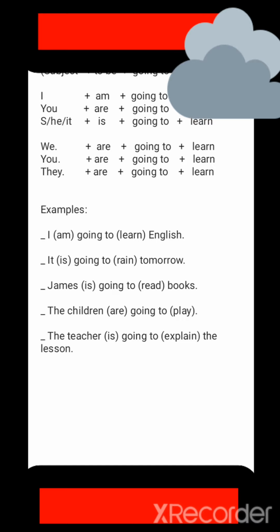And here are some examples. I am going to learn English. It is going to rain tomorrow. James is going to read books. The children are going to play. The teacher is going to explain the lesson.